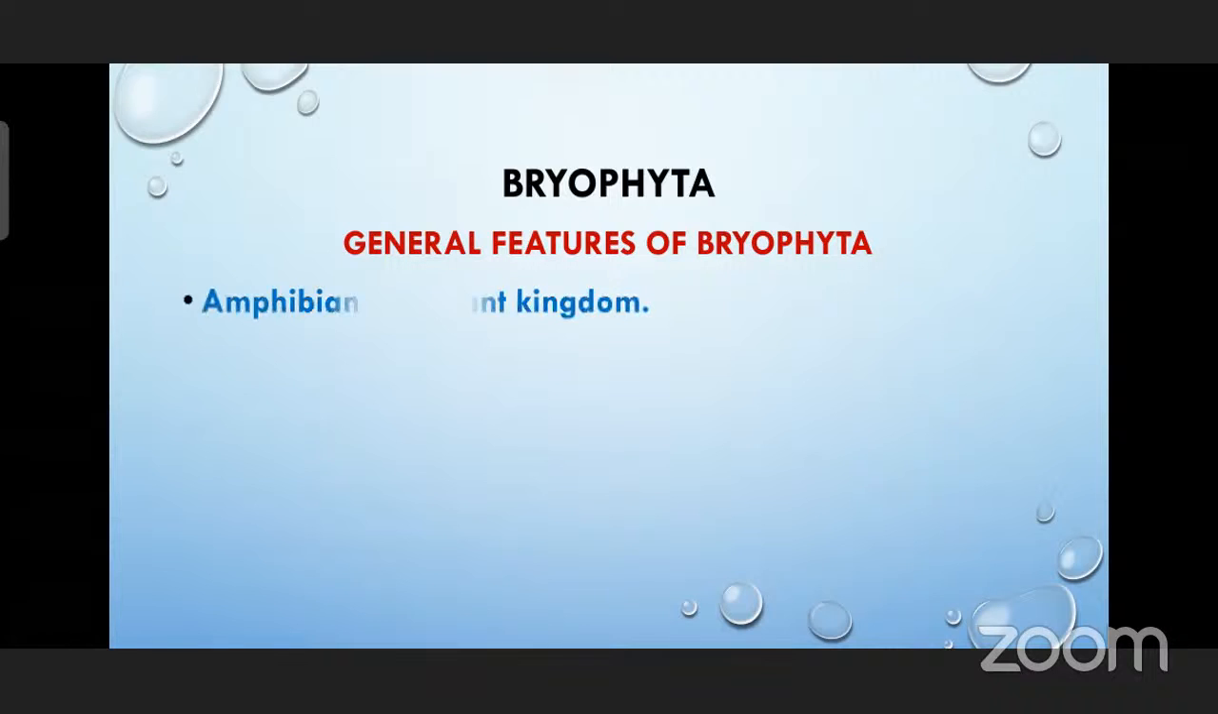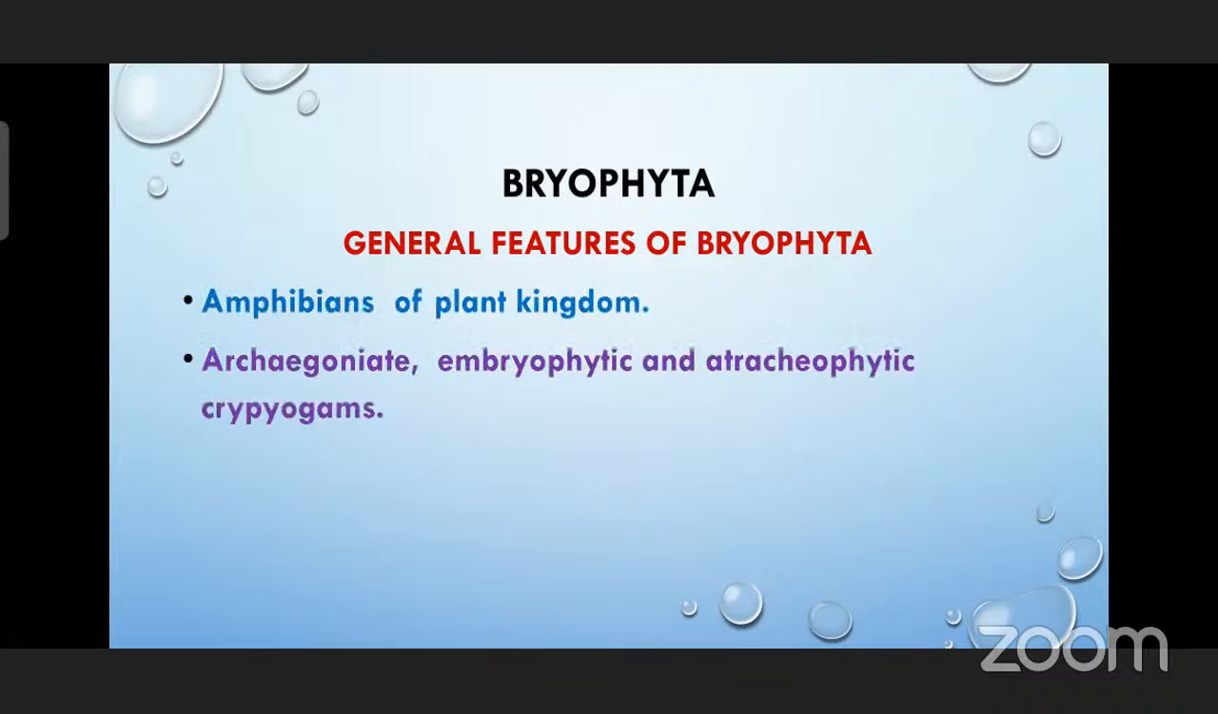So the general features of Bryophyta: amphibians of the plant kingdom, archegoniate, embryophytic, and atracheophytic cryptogams. Cryptogams are non-flowering plants, and these are going to have embryonic stages, well-defined development will be seen, and atracheophytic means vascular bundles are absent, and vascular bundles will begin in the pteridophytes.